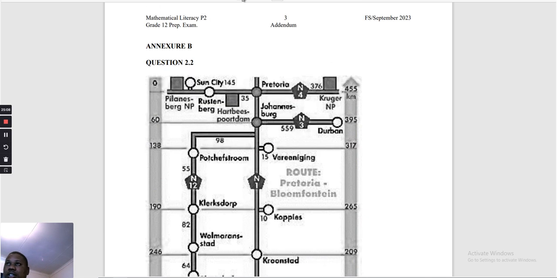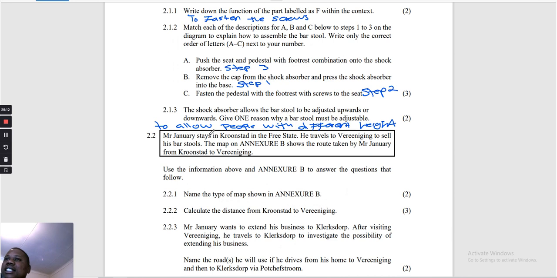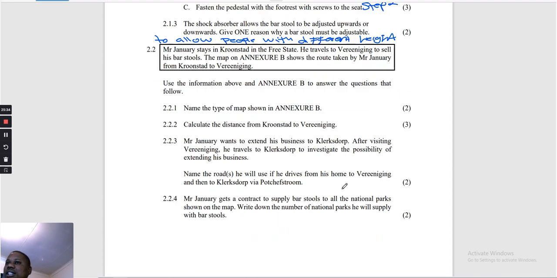Okay, let me just zoom in. Here is the annexure. Let's hear what they say. They say Mr. January stays in Kronstadt in the Free State. He travels to Vernagen to sell his bar stool. The map on Annexure B shows the route taken by Mr. January from Kronstadt to Vernagen. Use the information above and Annexure B to answer the questions that follow.